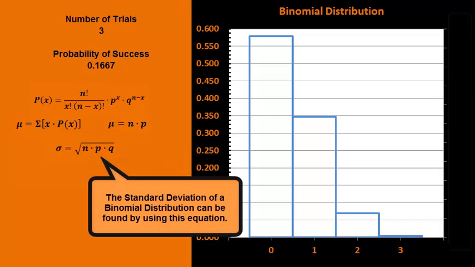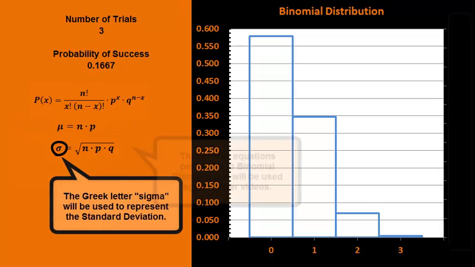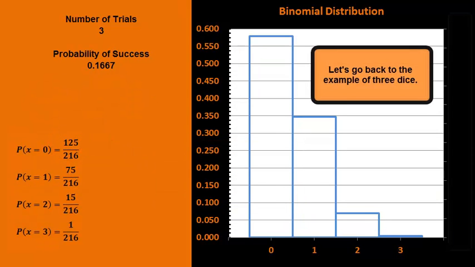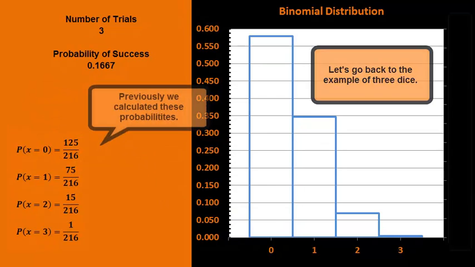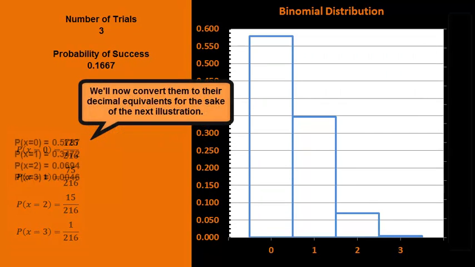The standard deviation of a binomial distribution can be found by using this equation. The Greek letter sigma will be used to represent the standard deviation. These 3 equations pertaining to binomial distributions will be used again in later videos. Let's go back to the example of 3 dice. Previously, we calculated these probabilities. We'll now convert them to their decimal equivalents for the sake of the next illustration.